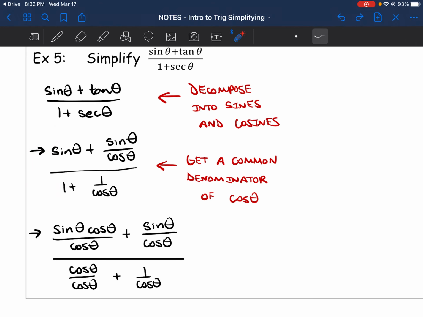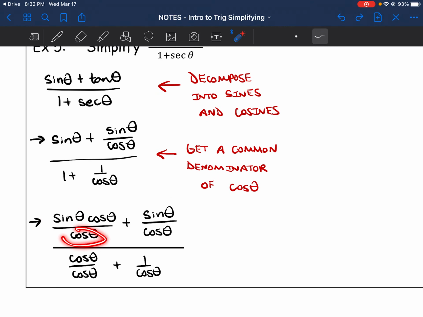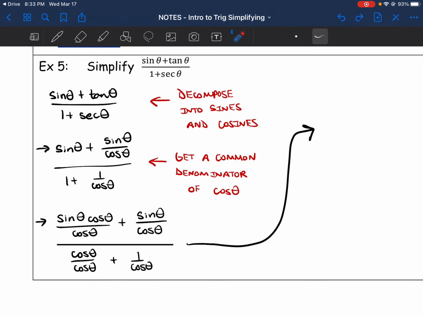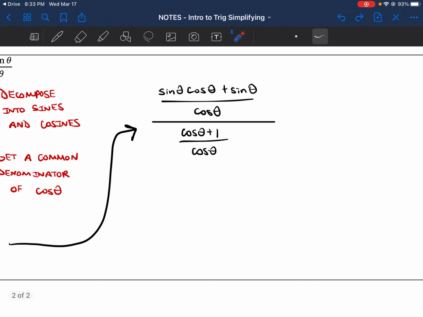Okay? So now it looks a little more complicated. But the nice thing is, they all have these common denominators. And we know that with fractions, when you have common denominators, you can add the numerators together and keep the denominators the same. So we're going to add these numerators and keep the denominators as cosine thetas. And here's the result. So now we have sine theta cosine theta plus sine theta over cosine theta divided by cosine theta plus 1 over cosine theta.